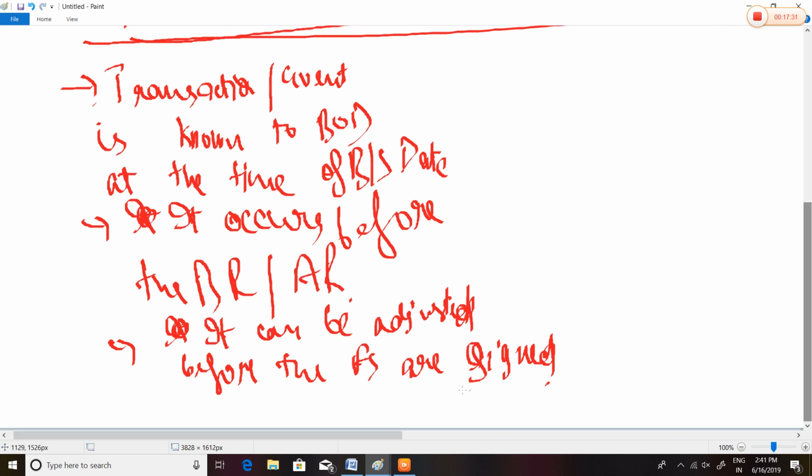For example, debtors, provision for doubtful debts is known on the balance sheet date, but it came to the notice of the board of directors that the doubtful debts do exist. Okay, it shall be adjusted in the previous year's financial statement.